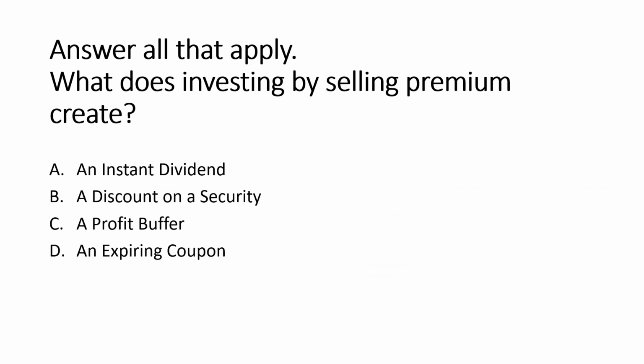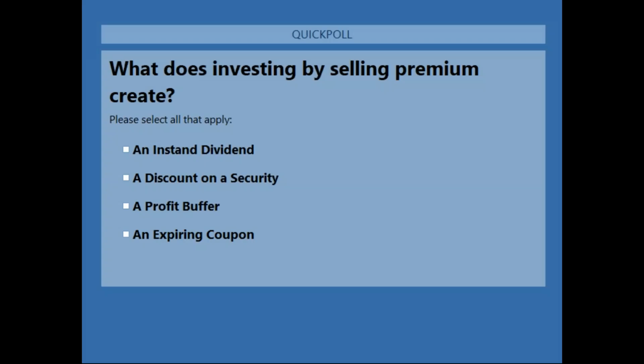So let's answer this question. In fact, I'm going to throw it up for you to do actually on the screen. Take a moment and stretch. When we sell premium, what does it create? And in this case, you can select as many of these that you think are accurate. Is it an instant dividend? Is it a discount on the security? Is it a profit buffer? Is it an expiring coupon? You might have heard me say 1 or 2 or 3 of those names, whatever. Please answer now. I'm going to give you a couple of seconds and I'm going to take a little sip of water.